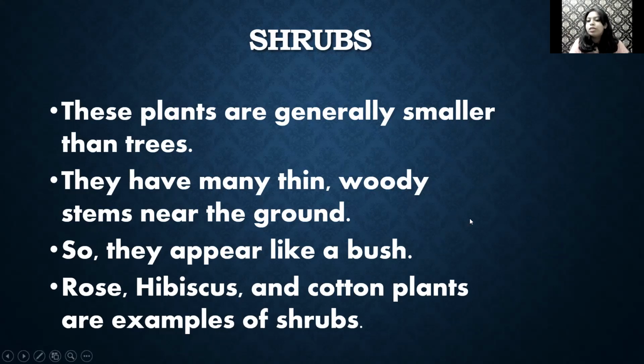All of you know that we call shrubs or herbs also bushes, which always have stems that are near the ground. They grow very low, so that is why we also call them a bush. For example, rose, hibiscus and cotton plants are examples of shrubs or bushes.